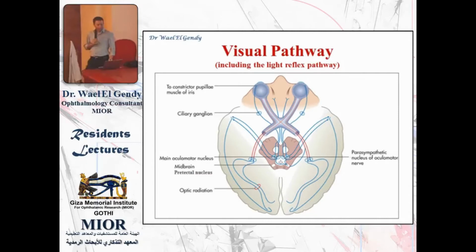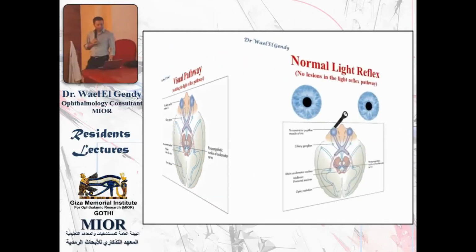So as you can see, any lesion in front of the light reflex pathway will not affect the light reflex, and any lesion that is behind the light reflex pathway will not affect the light reflex. And we will review some of the lesion stations that can affect the pupil and cannot affect the pupil, the ones that can affect the vision but would not affect the pupil, and we will revise all together right now. So we will have an example.